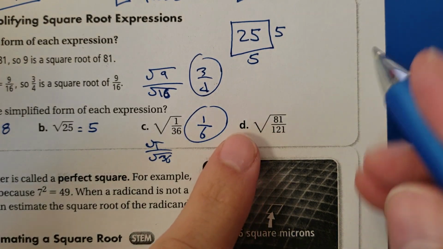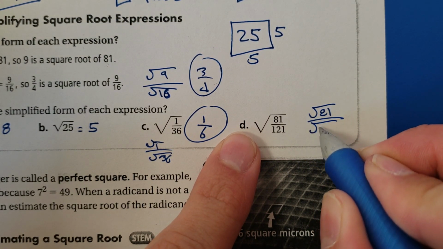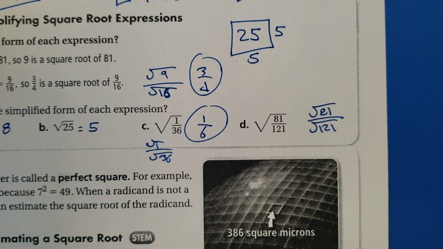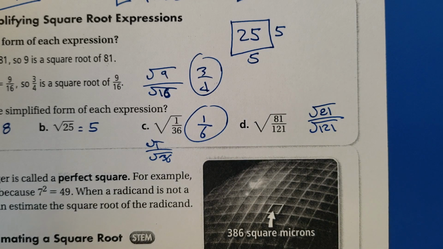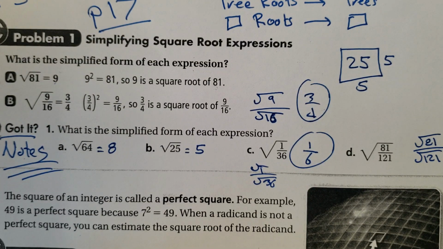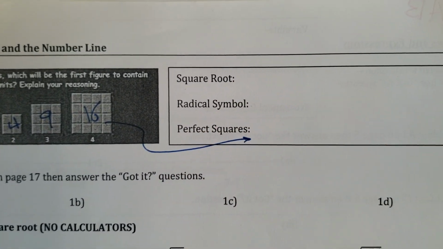Okay. Again, this would be the square root of 81 over the square root of 121. So I'm kind of distributing the giant radical and making two smaller radicals. By the way, the square root sign is called the radical sign. Hopefully you wrote that down somewhere in your notes. I think these are vocabulary things, so write those down somewhere.